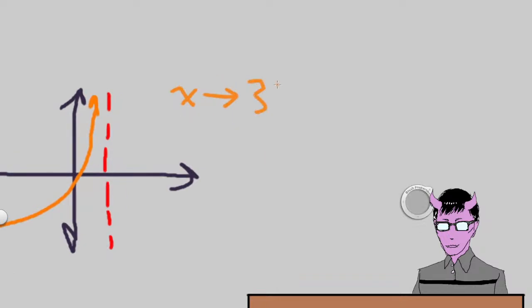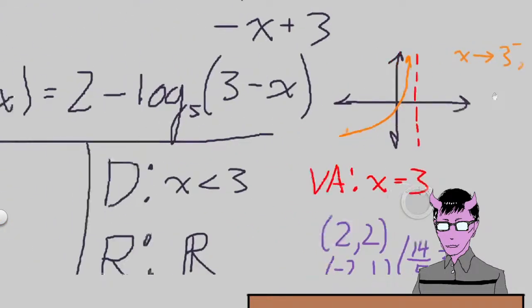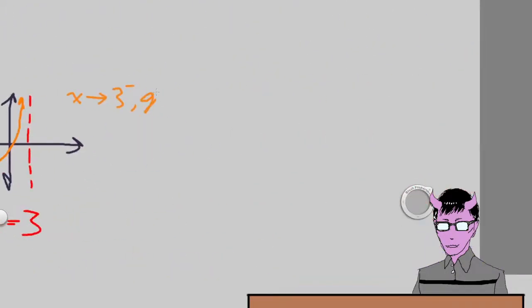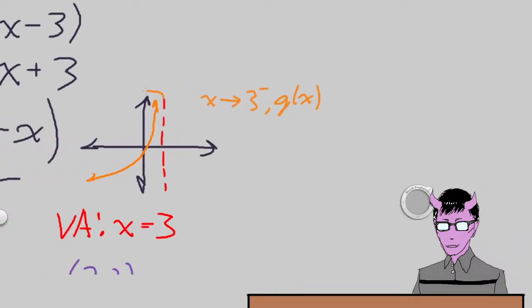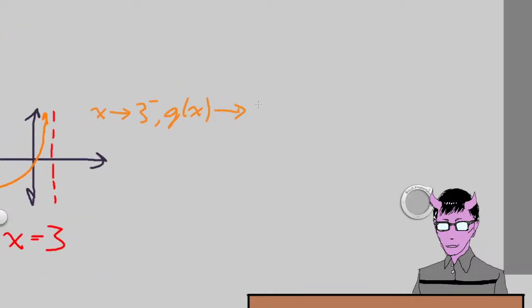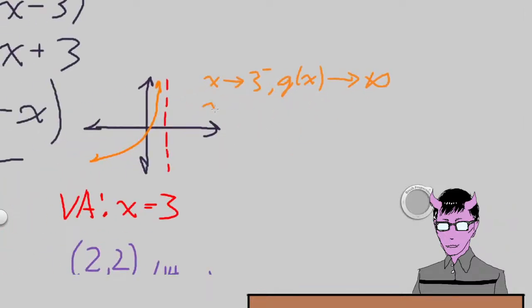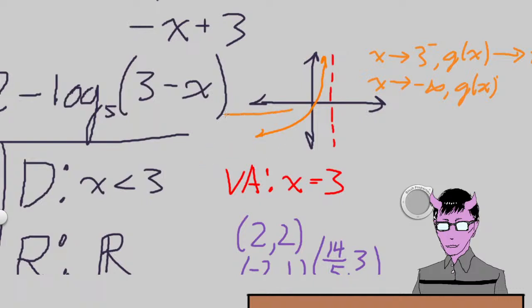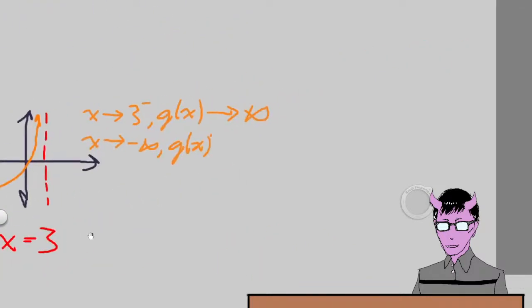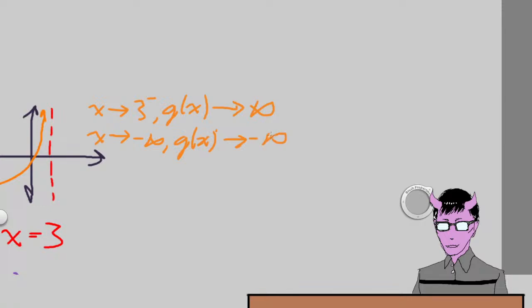So as x approaches the wall from the negative side, then the y values, g of x, then the y values explode upwards. And then as we get smaller and smaller x values, the y values approach what? They explode downwards forever. So backwards is downwards. And then these two would be the end behavior discussion.